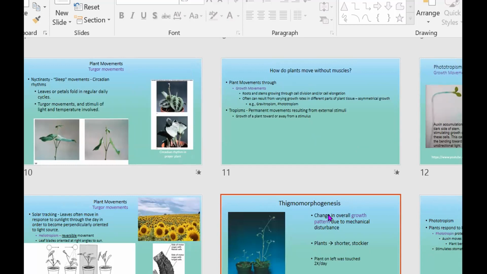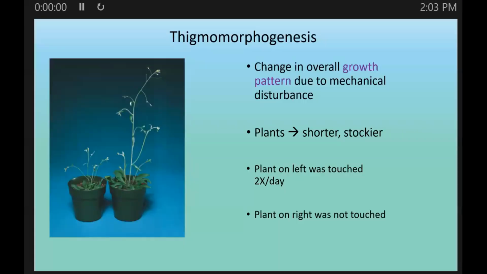And then solar tracking. Solar tracking is another one where they can use turgor movements to orient their leaves to the sun, depending on where it is in the sky. And then let me just cover this last idea that we have time for. Thigmomorphogenesis. This is more of like an overall growth shift. And so this is something that you can do with your houseplants if you want.